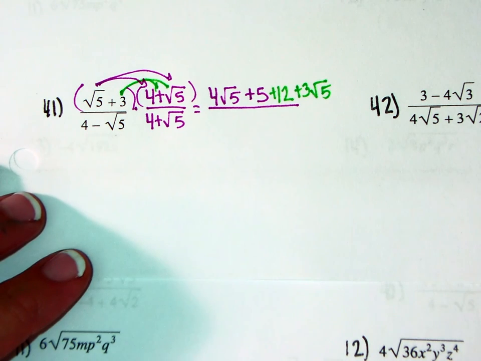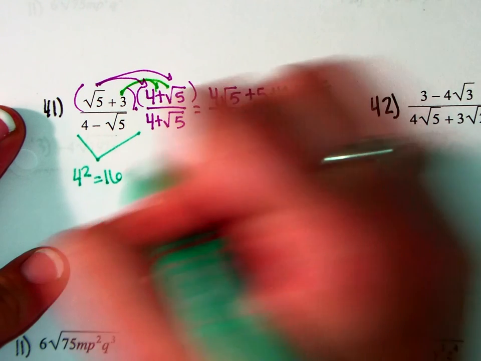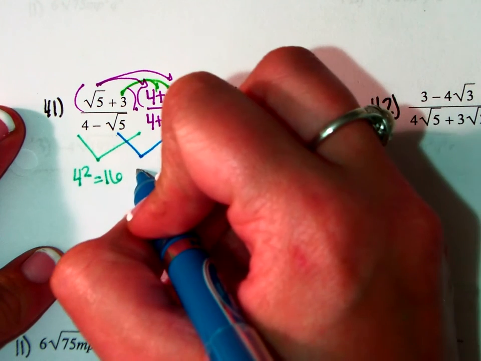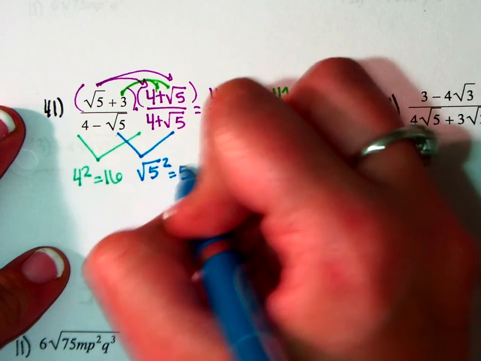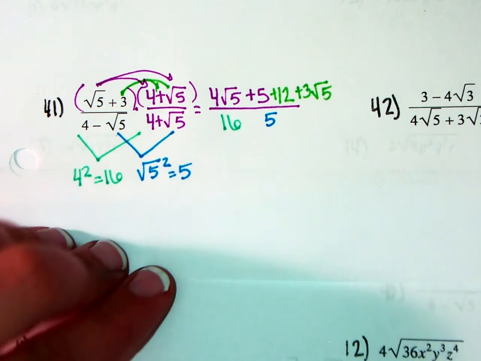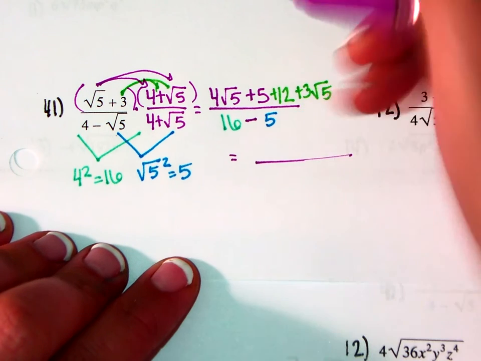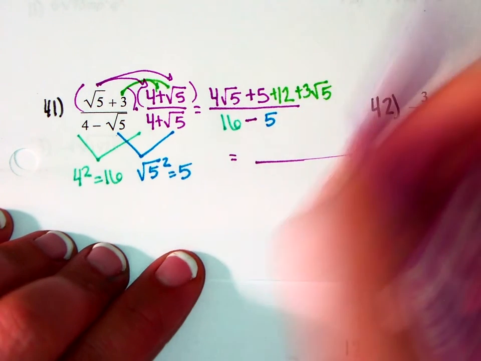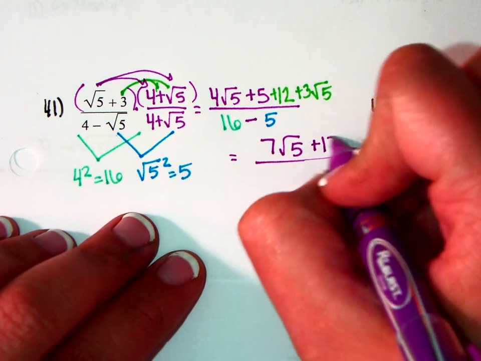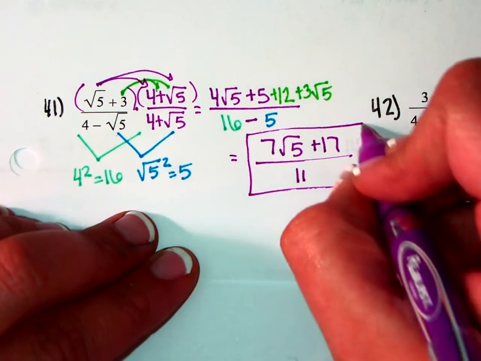Now we're going to simplify just like we have been. 4 times 4 is 4 squared, and 4 squared is 16. Continuing the trend, square root of 5 times square root of 5 is square root of 5 squared, which is 5. So 5 goes here. Remember, always separated by a minus. Let's continue to simplify. I have 4 square roots of 5 and 3 square roots of 5, which becomes 7 square roots of 5. 5 plus 12 is 17. And 16 minus 5 is 11. No GCFs, so I'm finished.